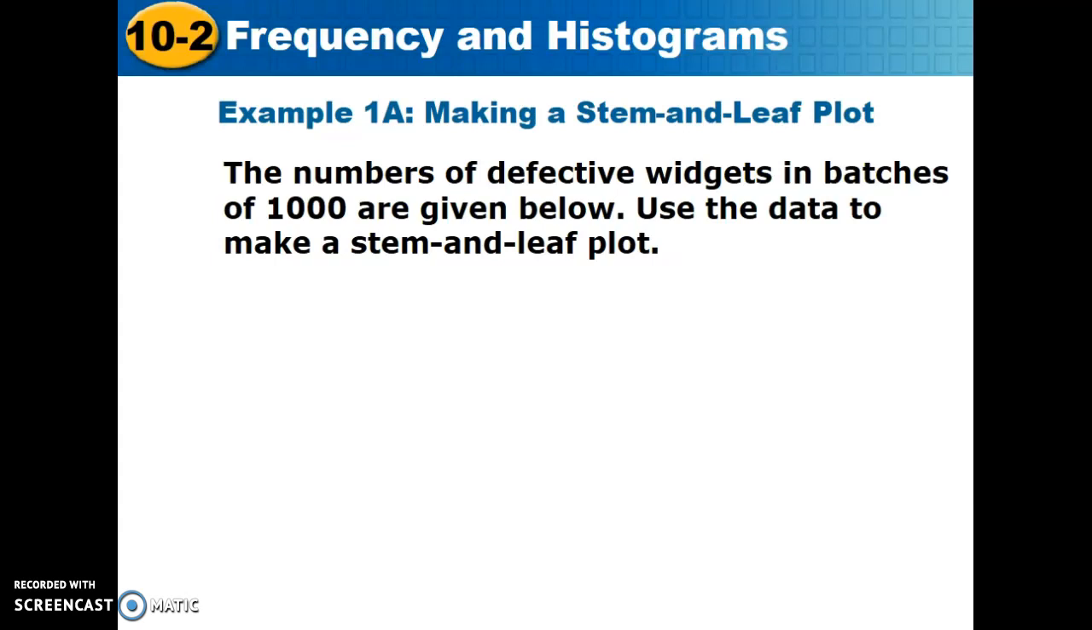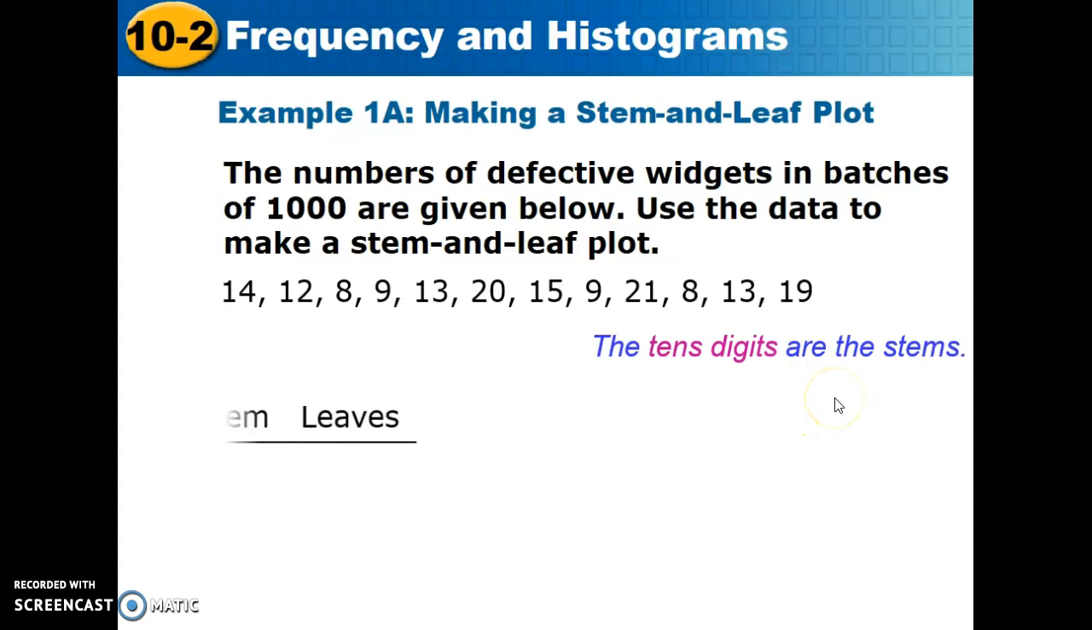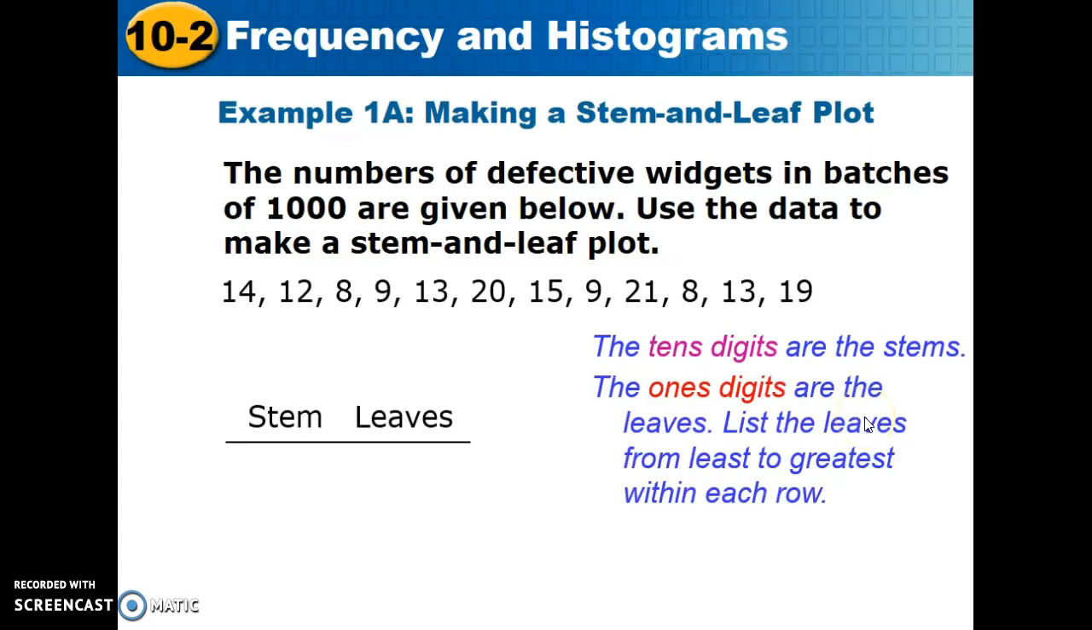Here's example 1, part A, making a stem and leaf plot. The numbers of defective widgets in batches of 1,000 are given below. Use the data to make a stem and leaf plot. Well, first of all, we look at the data to see how many of each set of tens we have. The tens digits are the stems. The ones digits are the leaves. List the leaves from least to greatest within each row.